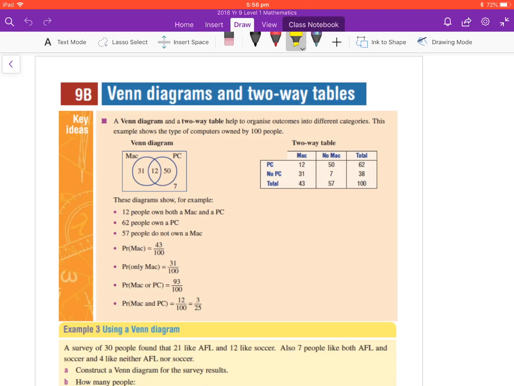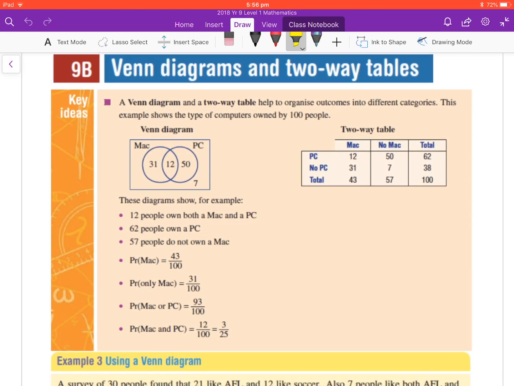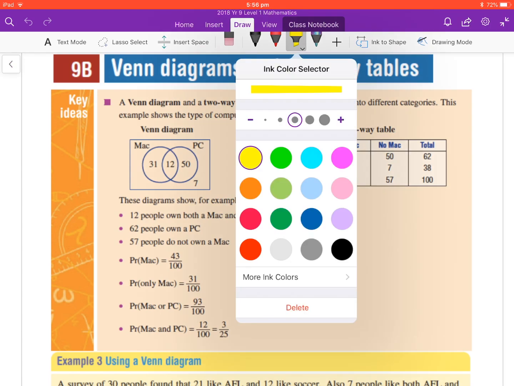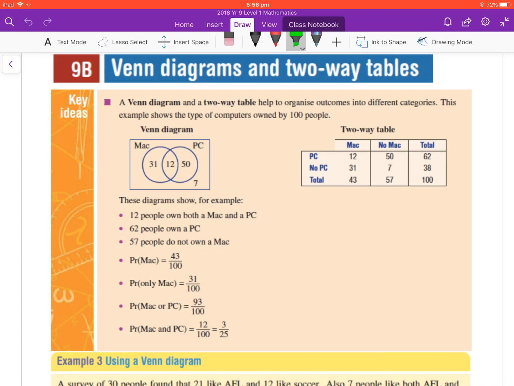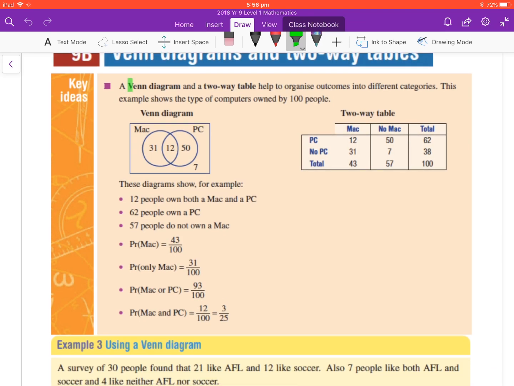All right, so today we're looking at Venn diagrams and two-way tables. So still looking at our topic now of probability. Just a couple of things we're going to be aware of when we're dealing with some language today. Venn diagrams are when we have the two circles, as you can see below, and a two-way table is a table. It just helps us arrange and organise our outcomes and different categories. And these are the two samples we have below.